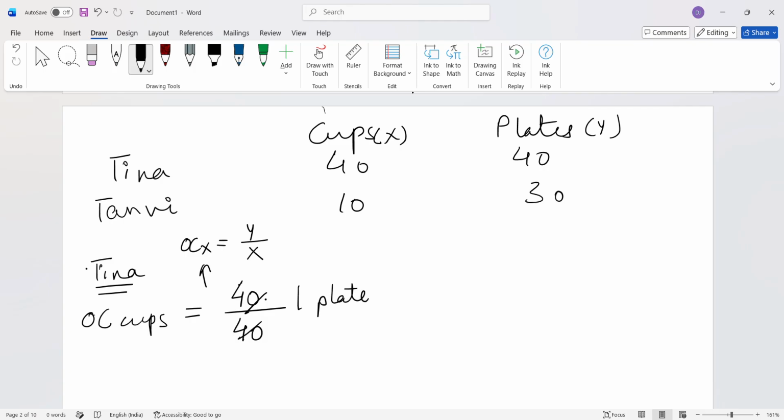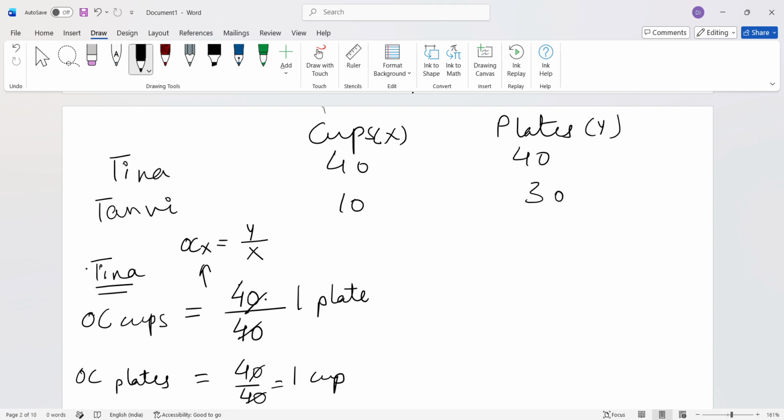So what does it mean? It means that in order to produce one cup, Tina has to sacrifice one plate. Now opportunity cost for plates for Tina would be what? Since I am taking this to be Y, it would be X by Y. Now here the X is the same number, so it's 40 by 40 again, and that's one cup. Or what you can do is just take the reciprocal of whatever your answer comes out to be here. So it means that in order to produce one plate, Tina has to sacrifice one cup.